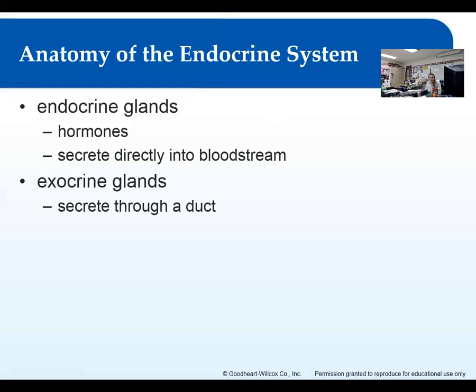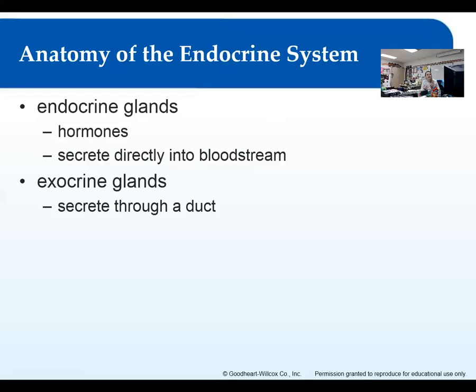Exocrine glands do secrete through a duct. Some examples that we've talked about: we have sweat glands, salivary glands, mammary glands, the milk glands, and lacrimal glands that produce tears, like we just talked about.